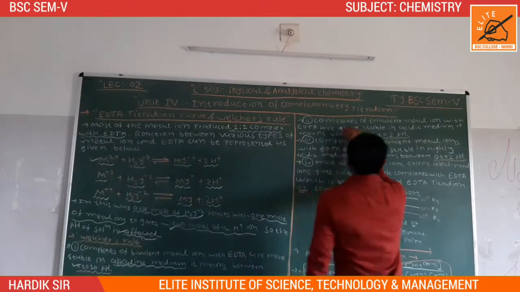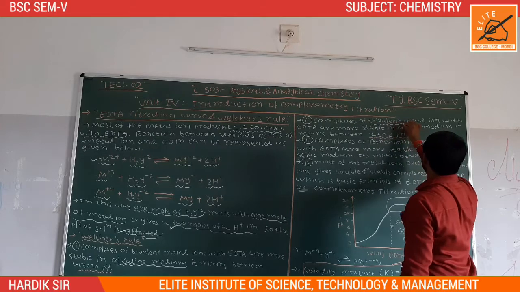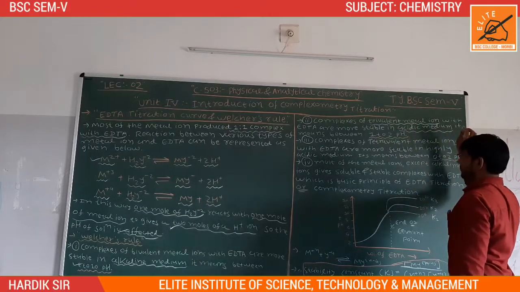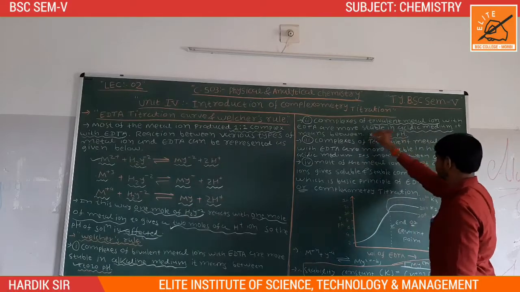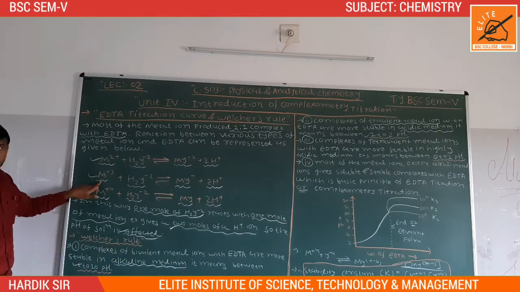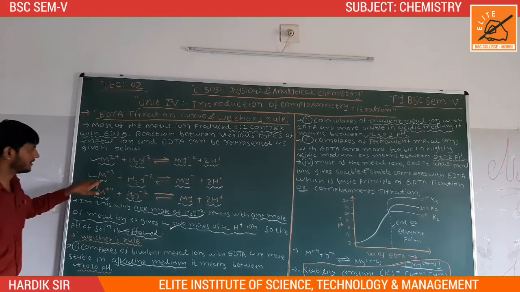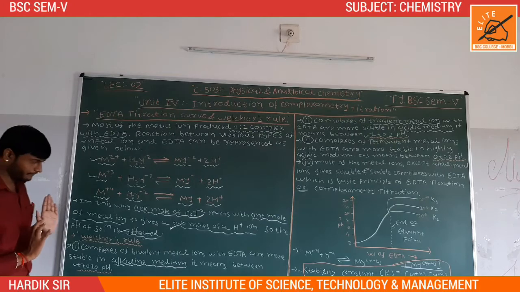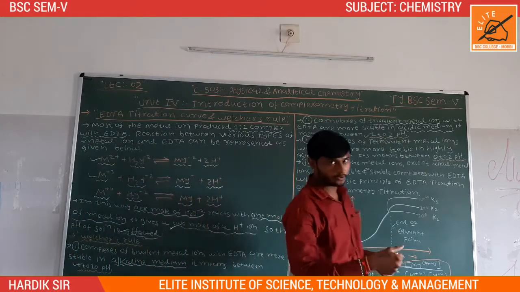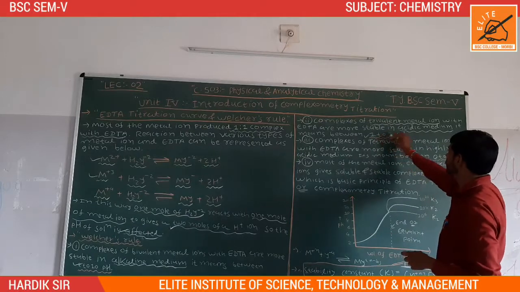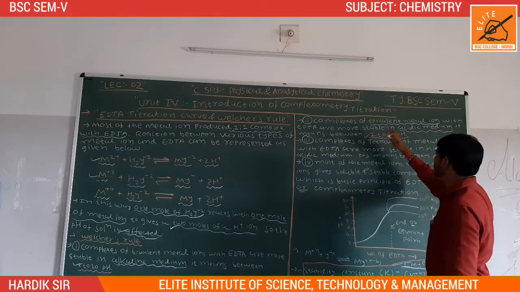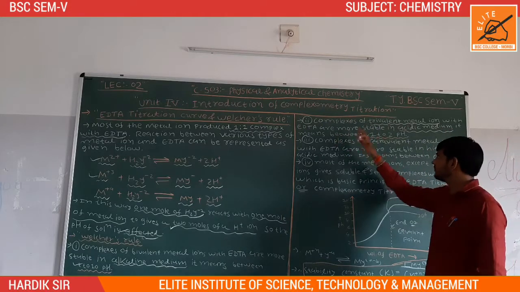Now, complexes of trivalent metal ions with EDTA are more stable in an acidic medium, and this means pH is 1 to 2. The pH range of acid is 0 to 7, so this is a strong acid with pH 1 to 2. So complexes of trivalent metal ions with EDTA are more stable in an acidic medium, between pH 1 and 2.